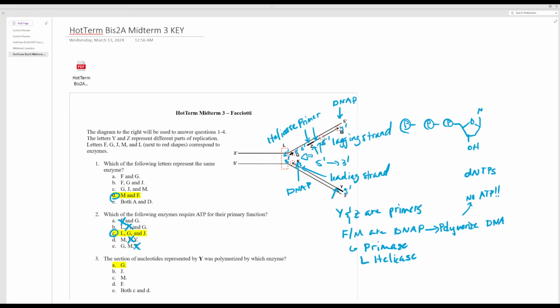L, helicase does require ATP, right? As it's unzipping the strands, you're breaking hydrogen bonds. Those hydrogen bonds are stabilizing. So you're making something less stable. You're going to need an energy source for that.